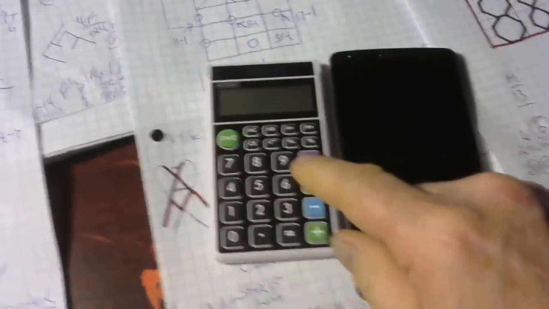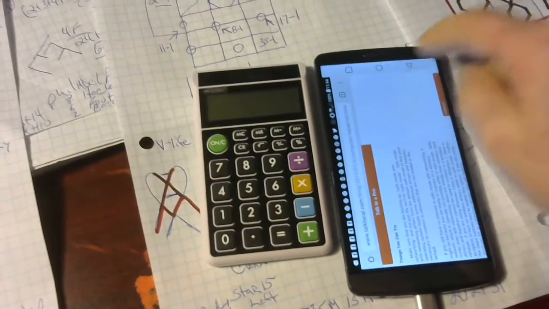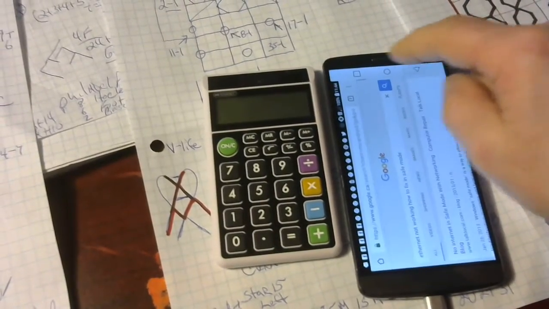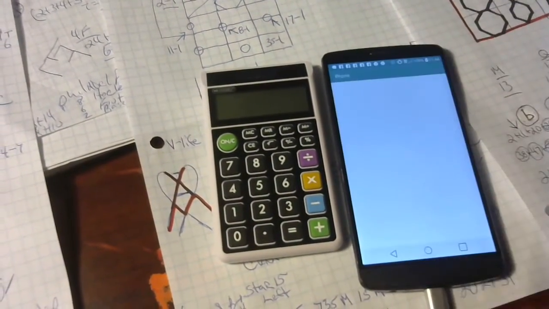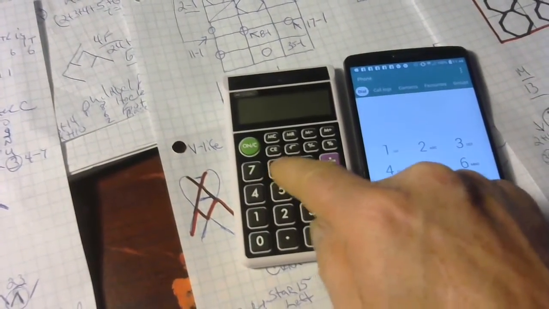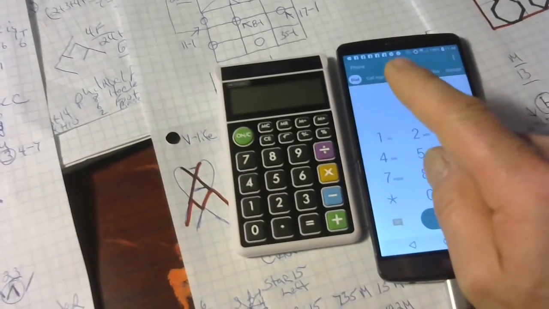Where's my phone? Here's my phone, here's my calculator. Are we calculating, or are we going to be doing some phone calisthenics? Let me find the face of this phone. It's right over here. So here we have 1, 2, 3. Here we have 7, 8, 9. So 7, 8, 1. When you're facing it, remember, from the other side, it's different.